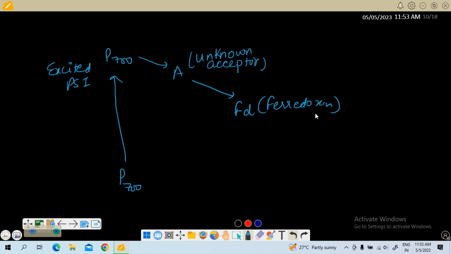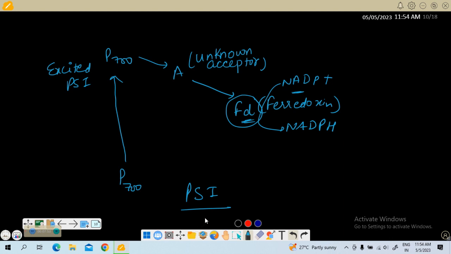So now reduced ferredoxin donates its electrons to NADP positive. NADP means nicotinamide adenine dinucleotide phosphate. So NADP positive takes electrons from ferredoxin, and protons from the medium, and will get reduced to NADPH. So the enzyme used here is ferredoxin NADP reductase. Okay, so this was about the PS1 complex, and this was all about non-cyclic.